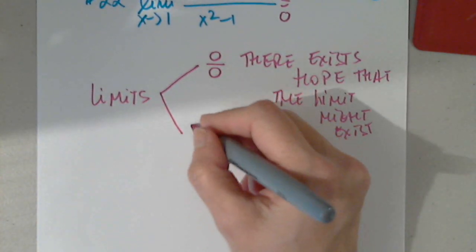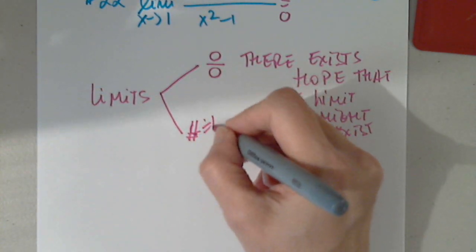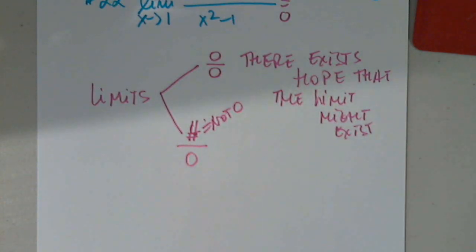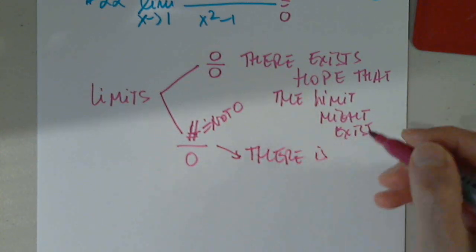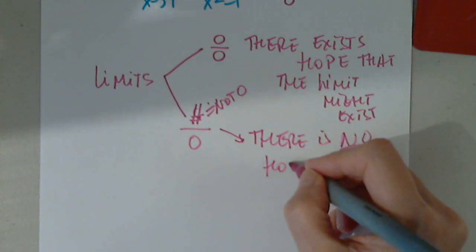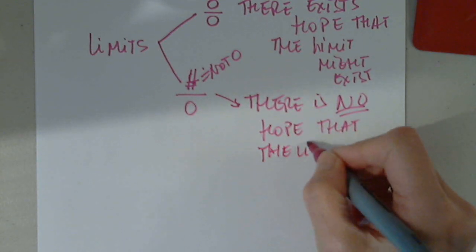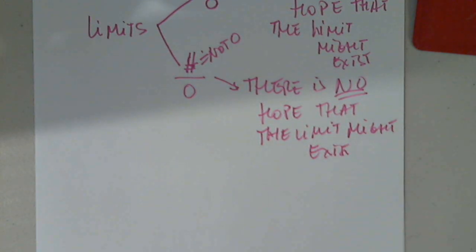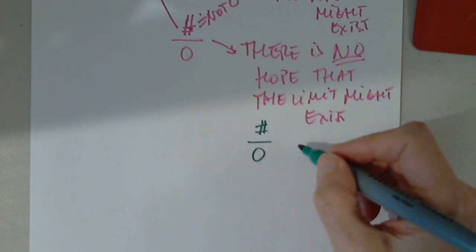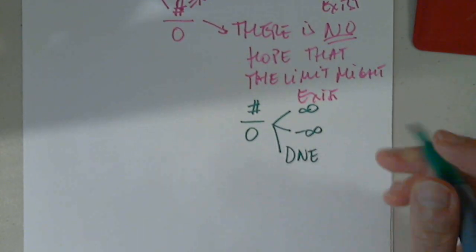Another situation is a number, any number, not zero, over 0. This one, there is no hope. Absolutely no hope that the limit exists. Absolutely none. What are the options for this? So a number divided by 0 has 3 options: infinity, negative infinity, or DNE.